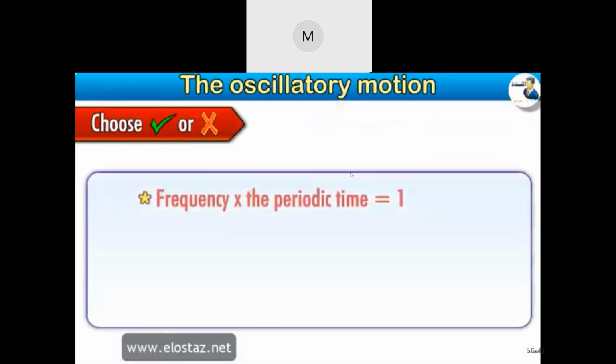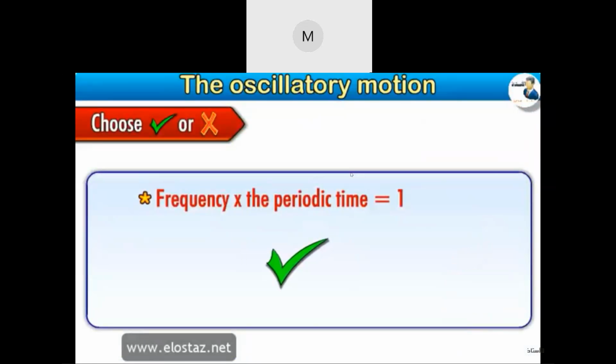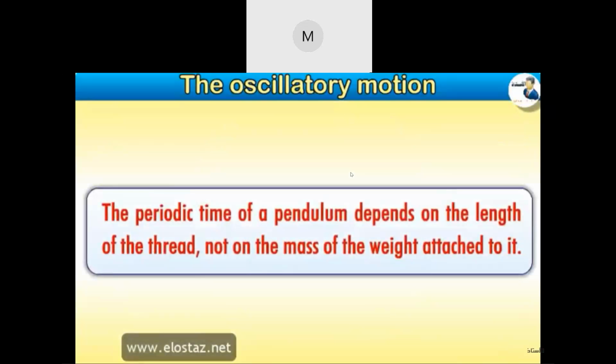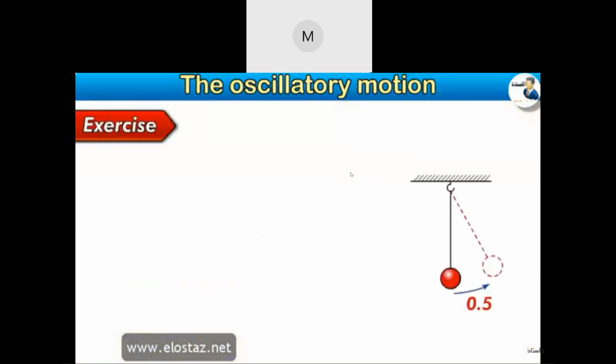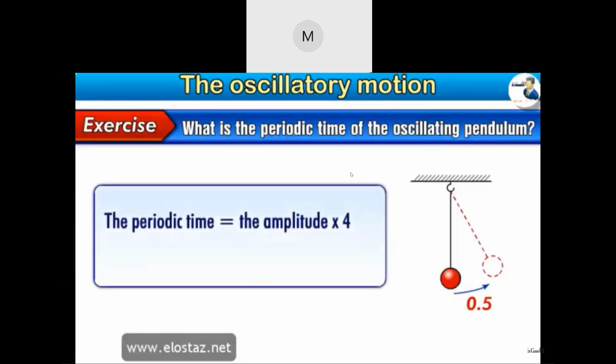Choose true or false. Frequency times the periodic time equals 1. Very good, it's true. The periodic time of a pendulum depends on the length of the thread, not on the mass of the weight attached to it. Exercise. Look at the opposite figure. What is the periodic time of the oscillating pendulum? The periodic time equals the amplitude times 4 equals 0.5 times 4 equals 2 seconds.